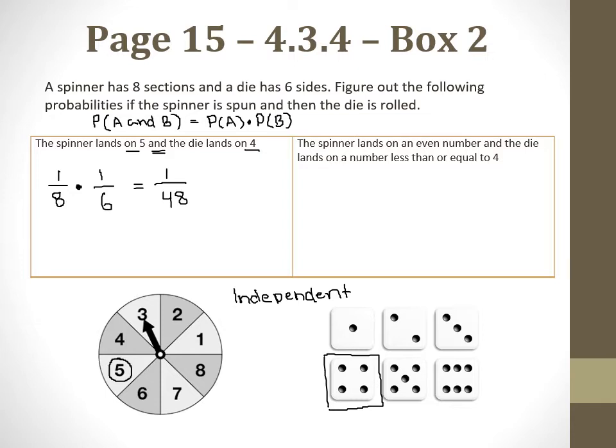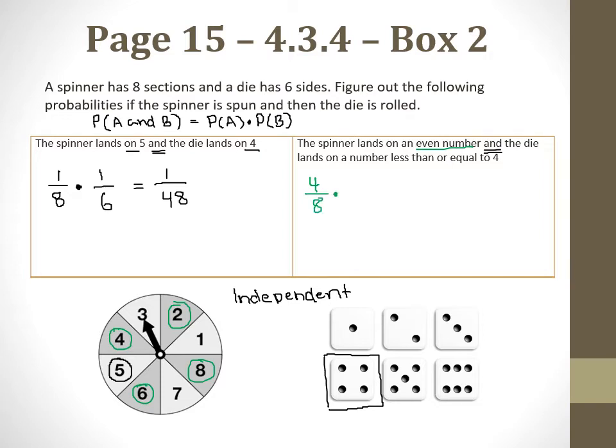Next example, the spinner lands on an even number, and the die lands on a number less than or equal to 4. So again, this is an AND problem, so we're looking for the product of the two probabilities. So the spinner landing on an even number. Even numbers on the spinner are 2, 4, 6, and 8. So 4 out of the 8 sections.